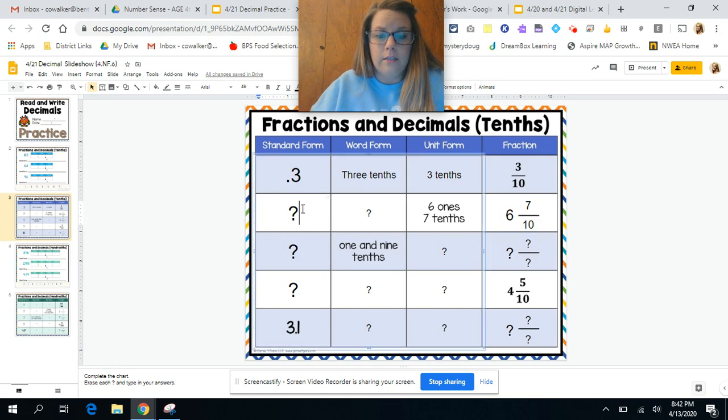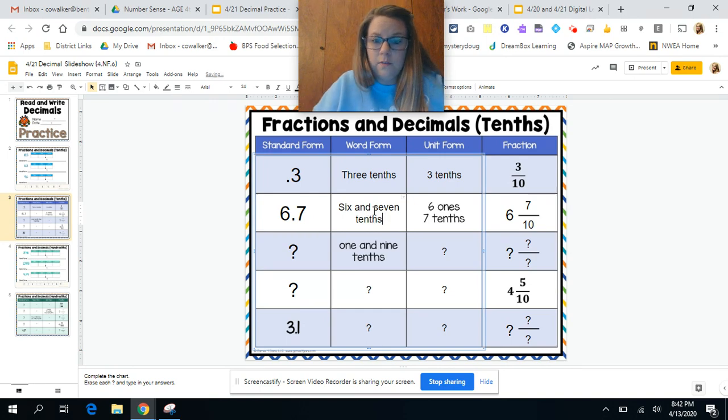So now when I go to standard form or that decimal form, I know that it's 6 ones and 7/10. So I have 6 wholes and 7/10. So it's 6 and 7/10. Then the word form is just how I said it. So 6 and 7/10. And you don't have to put a period.